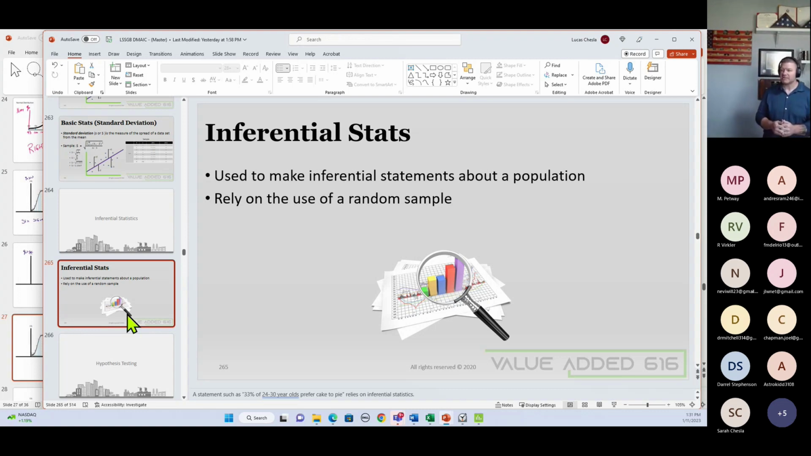Probably not. Do we need all of them? Probably not. What we need is a sample of them, a representative sample that we can use so we can make inferences about the population. So we need a sample that represents the population so that we can make inferences about the population.